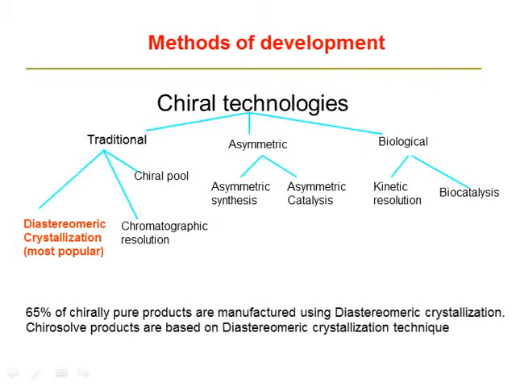Diastereomeric crystallization, used by ChiroSolve, is the most scalable and widely used chiral separation method. In fact, 65% of commercially available chiral pure products are manufactured using the diastereomeric crystallization method.